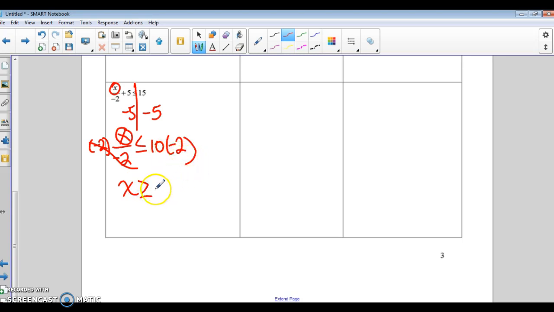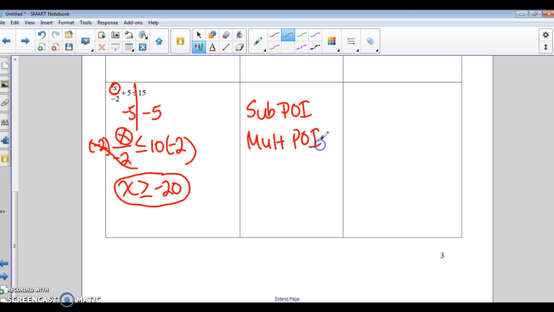10 times negative 2 is negative 20. See, that's the only thing that you have to remember. That's the only difference between an equation and an inequality. Alright? So, negative 20. What kind of circle? Closed circle, because there's an equal sign and it's going to be greater than, to the right. Okay? Alright, let's move on to the next question.